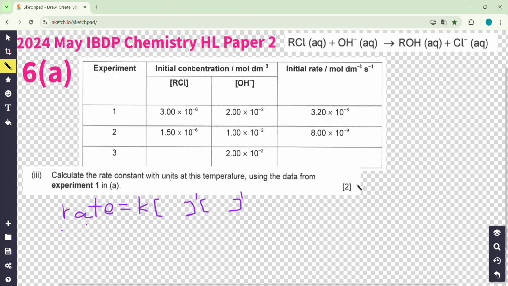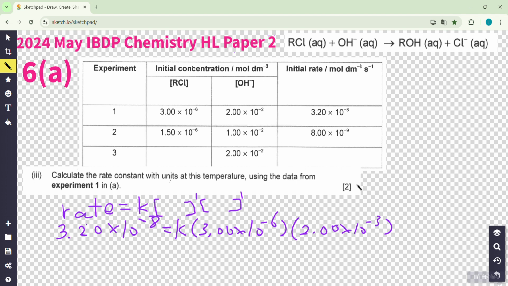Welcome back. Let's work together. 3.20 times 10 to the power negative 8, and then k, 3.00 times 10 to the power negative 6, and then 2.00 times 10 to the negative 3. Calculation time again. What is k? And remember, units has a mark too.